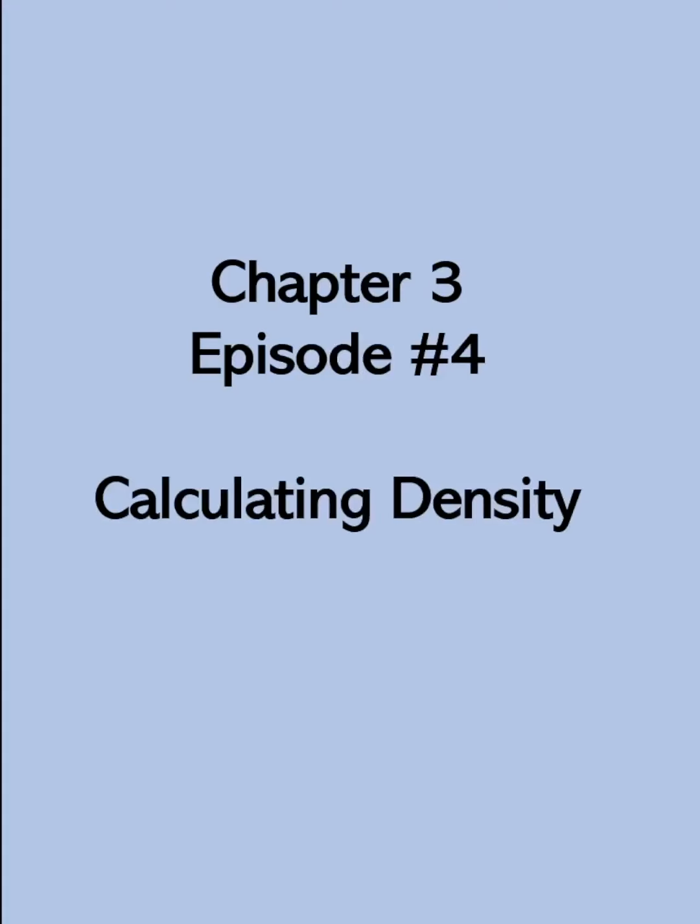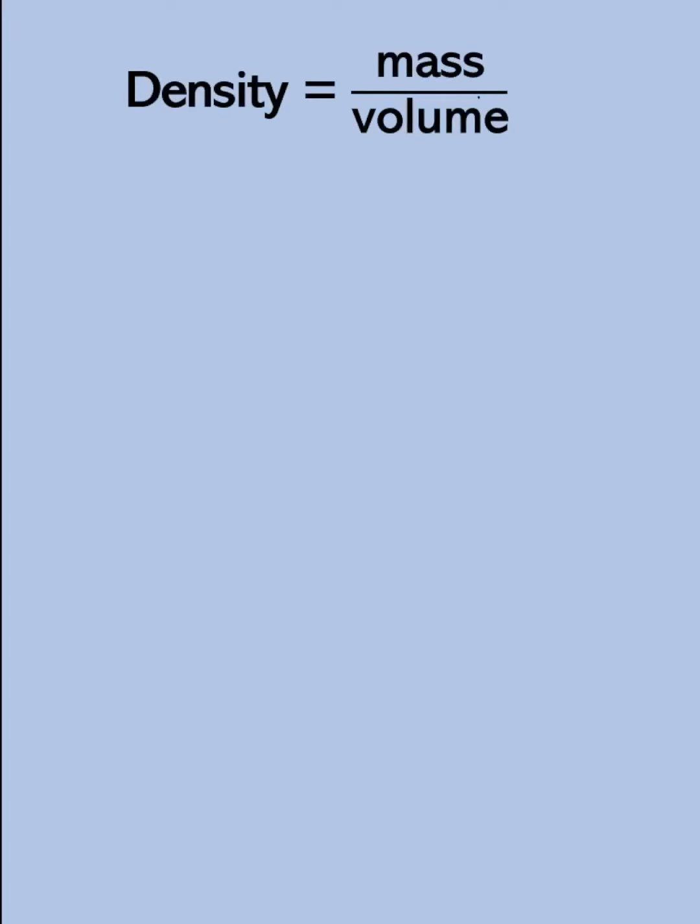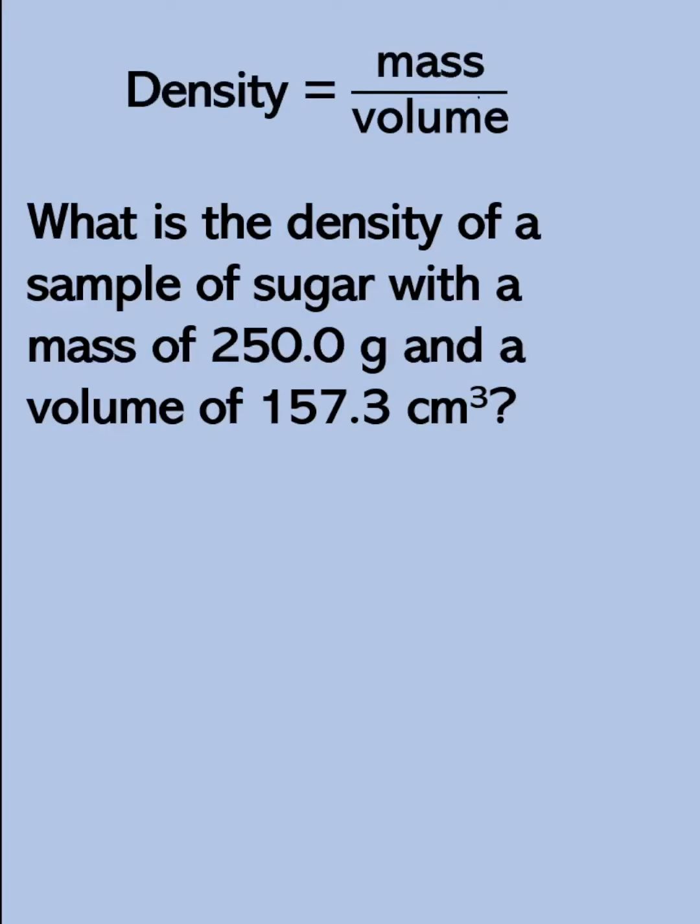Chapter 3, Episode 4 is about calculating density. Again, it's equal to mass over volume. What is the density of a sample of sugar with a mass of 250.0 grams and a volume of 157.3 cubic centimeters? Now again, you always start with a formula. Again, it's equal to mass over volume.